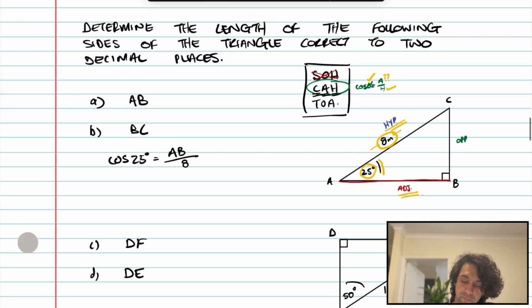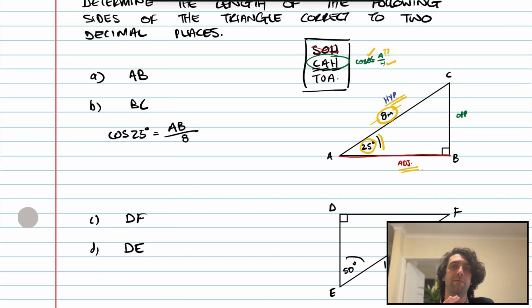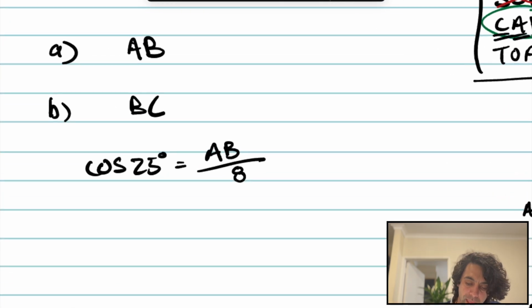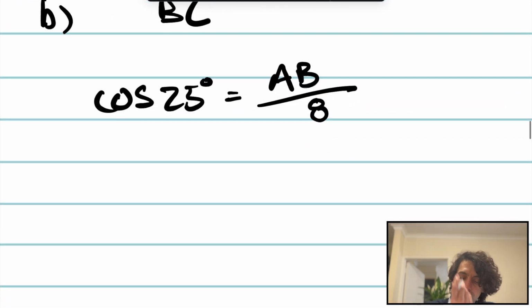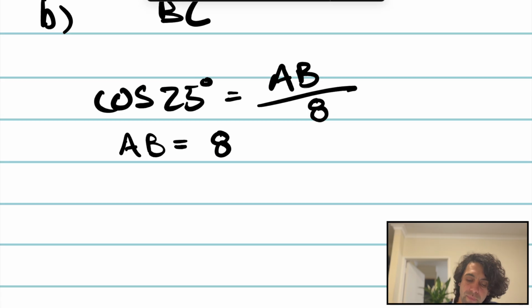We're going to do 4 more examples of these, so if you don't get it the first time, it's completely okay. Now, cos of 25 equals AB over 8. How do I get AB by itself? I need to bring this 8 over to this side. If it's a division on one side, it's a multiplication on the other side. You can also think of multiplying both sides by 8 if that method works for you. What I end up with is AB is equal to 8 multiplied by cos 25 degrees.